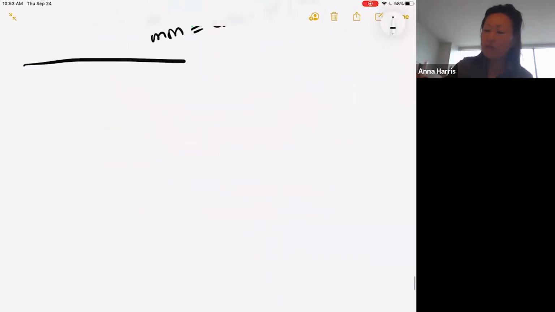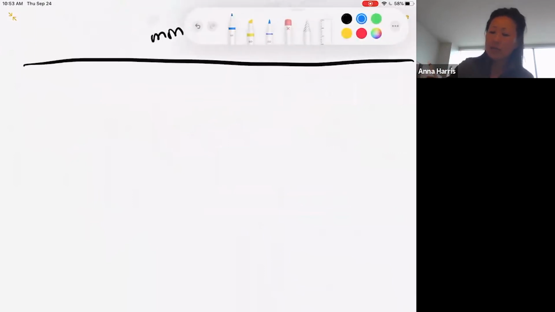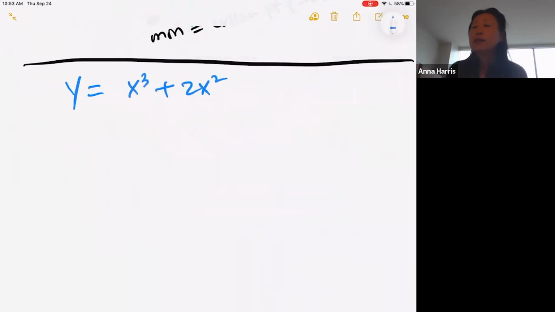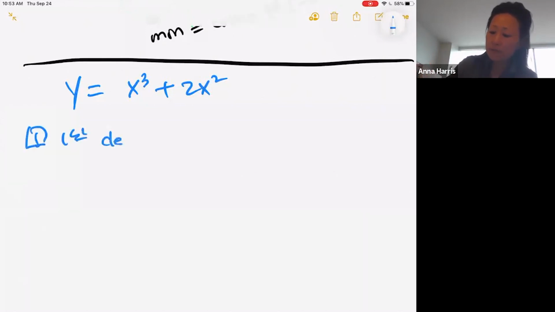Let me give another example. Let's do an easy example again. So if I give you y equal to, say, x to the third plus 2x squared. Okay, let's see. I want to know whether it has a maximum or minimum. I want to know what this graph looks like. So what we always need to do is take a first derivative. When you take the first derivative, I get y prime equal to 3x squared plus 4x.